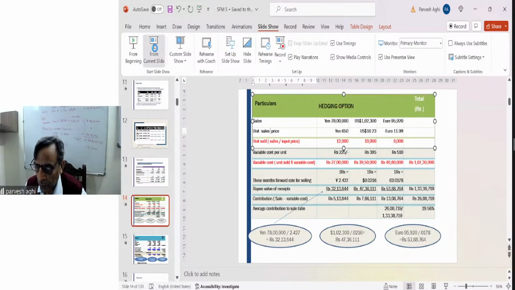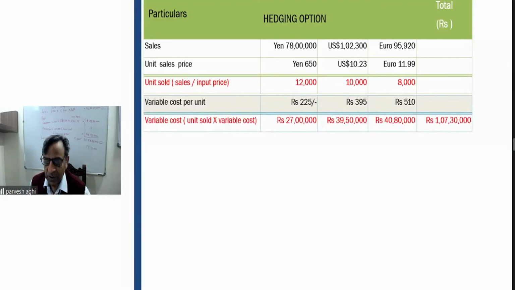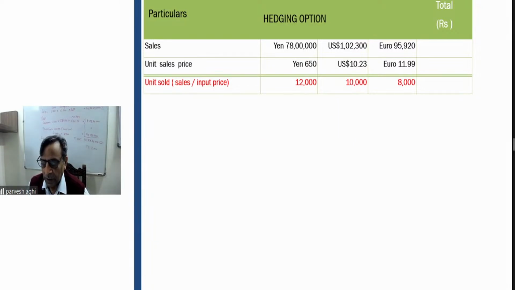So I'm just making a small correction here. So it says unit sale price 650 and this thing. Now, units sold. So we can arrive at this number. So this number was not given in the question. So what we did was we took yen 78 lakhs divided by 650. This is the selling price and this is the total money he's going to receive. So this is the total units sold. So we'll arrive at this number.